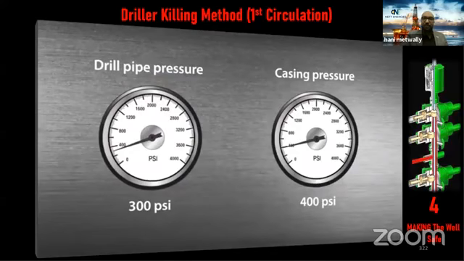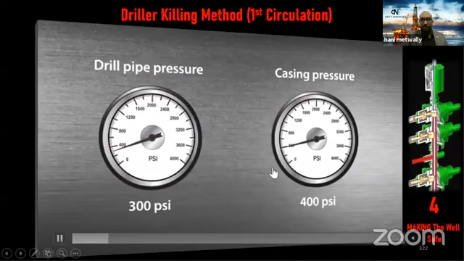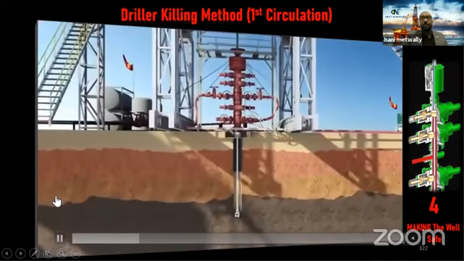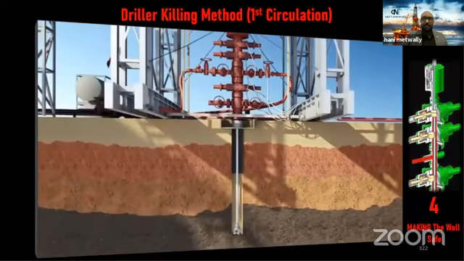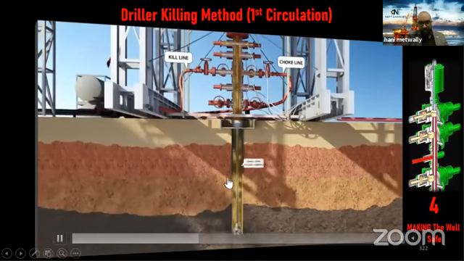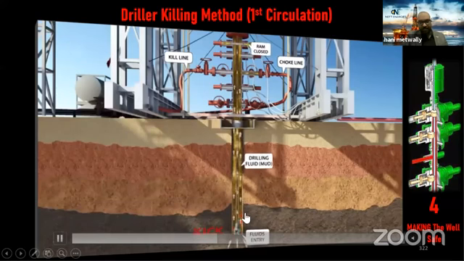Okay, now we have the first circulation. The pressure now is 400 psi in the casing and 300 on the drill pipe, and we're going to start to pump the current mud weight only to remove the influx. So take care, the influx will be on the red. So this one is the influx, gas. Now we remove the gas out.